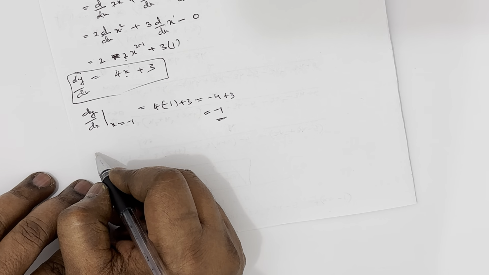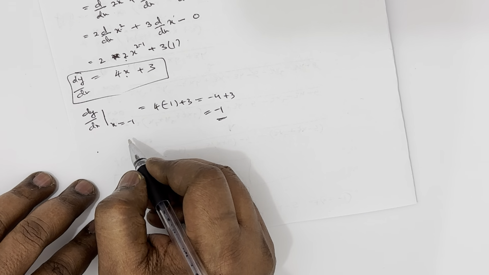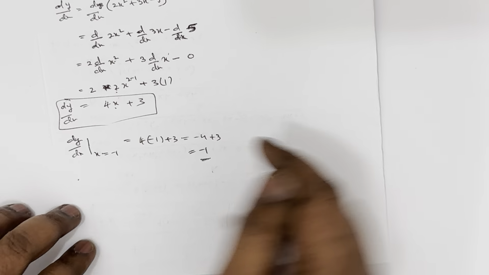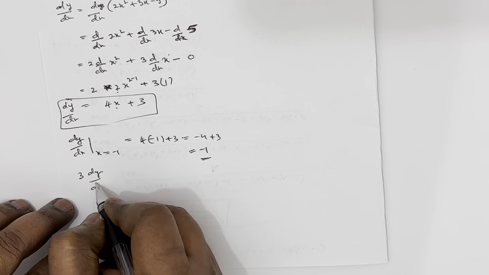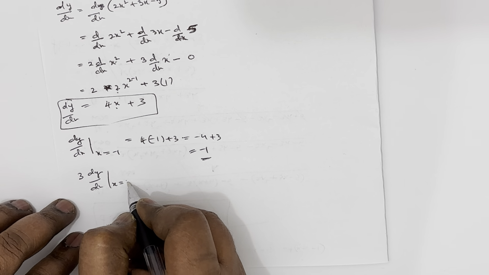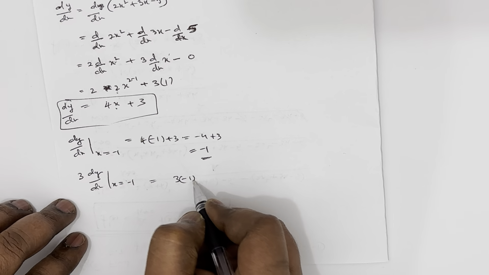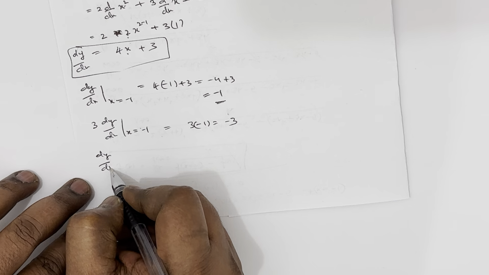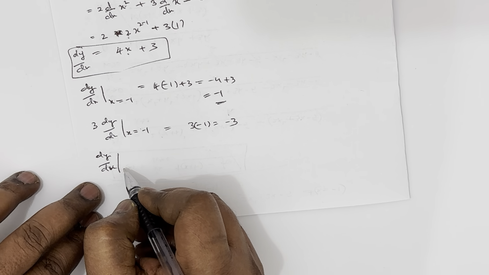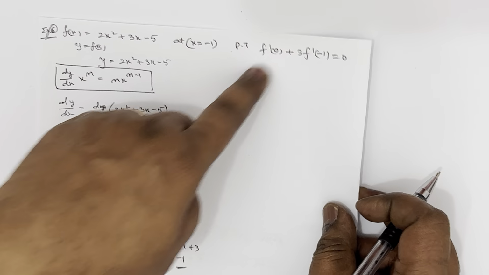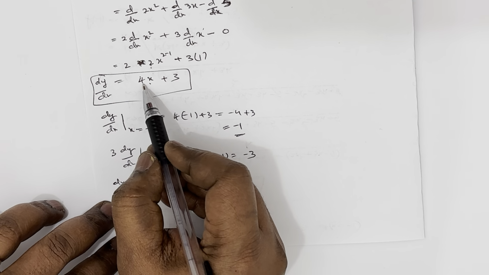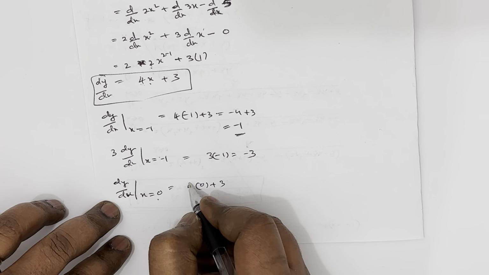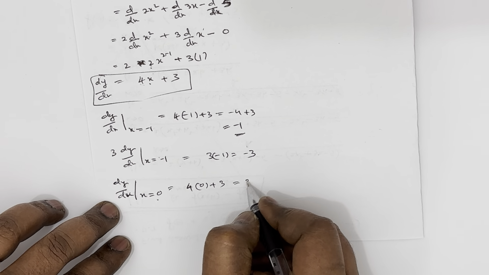Now the same way, 3 multiplied by f dash of minus 1 will be 3 multiplied by dy by dx at x is equal to minus 1, which will be 3 into minus 1, which is equal to minus 3. And also dy by dx at x is equal to 0 will be the same expression, you have to put x is equal to 0, so 4 into 0 plus 3, 0 plus 3 is equal to 3.